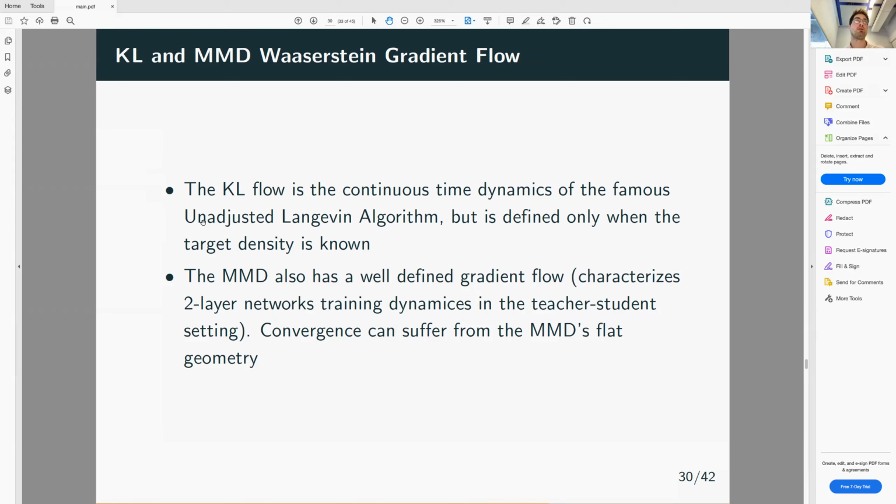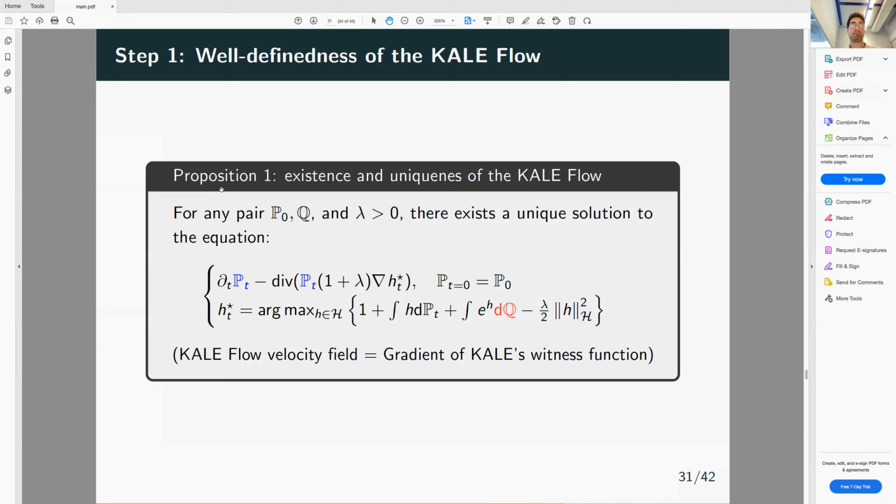you can't run a KALE flow or you can't run the ULA just because you don't have access to the log density. But because the KALE doesn't rely on the log density, it's well defined for mutually singular probability distributions, then hopefully you can create a KALE flow in cases when you can't create a KALE flow. And by similarity between the two functionals, you will retrieve some properties of the KALE flow, but extend it to cases when the KALE flow is not defined. So we're going to see it a bit later.